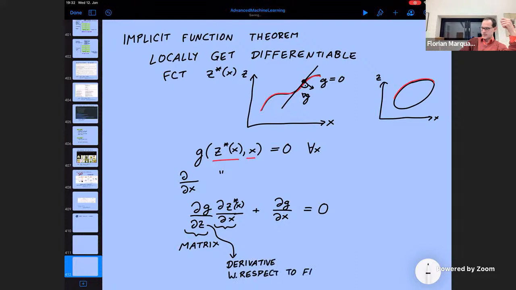Okay, and so now you have an equation, and I think I stop there for today, but you can immediately see that by bringing dg over dx to the right-hand side and taking the matrix inverse, eventually you have a direct expression for dz star over dx. And if everything is scalar, then forget about the matrices, you can do it immediately, and you get the formula that you may even for the scalar case have learned in high school, how to write down the derivative of this kind of function.